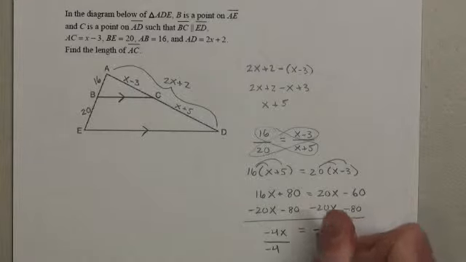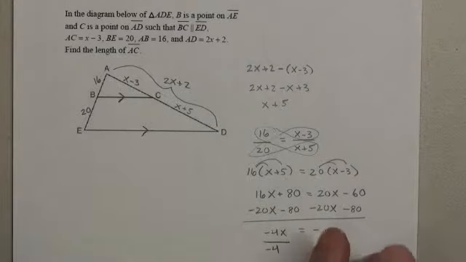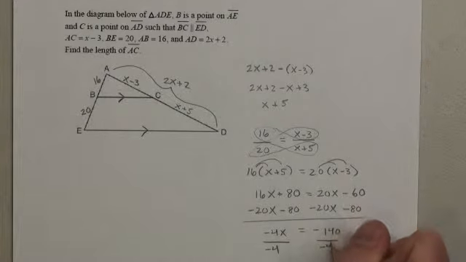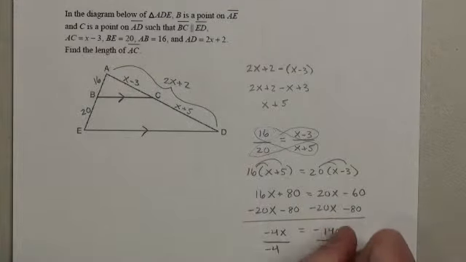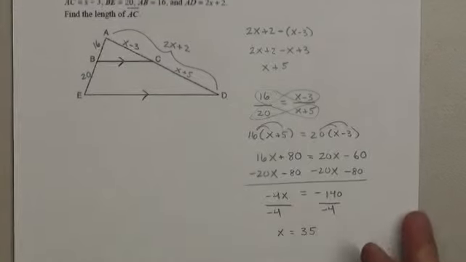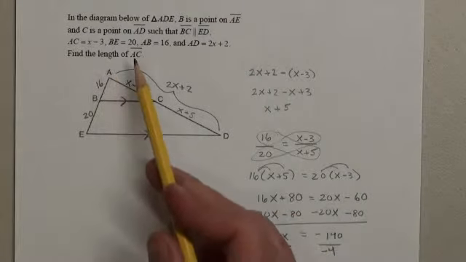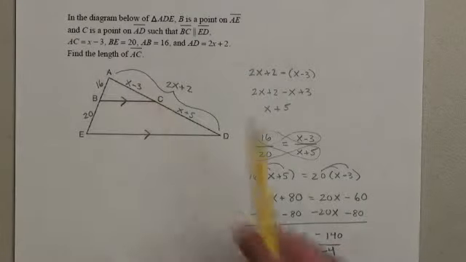And I get x equals... It's going to be positive because I got two negatives. 4 goes into 14 3 times. That would be 12. 14 minus 12 is 2. Bring down the 0. And 4 goes into 20 5 times. So x is 35. But that's not what it's asking us for. It wants to know AC, which is x minus 3.